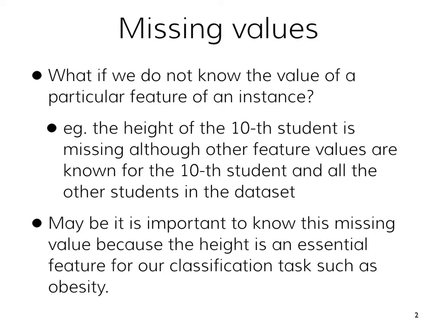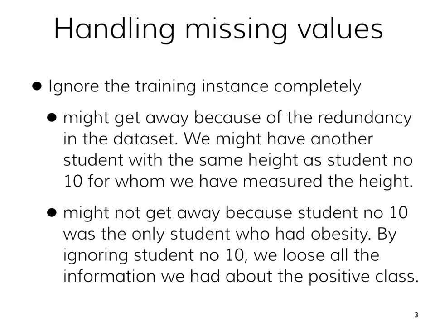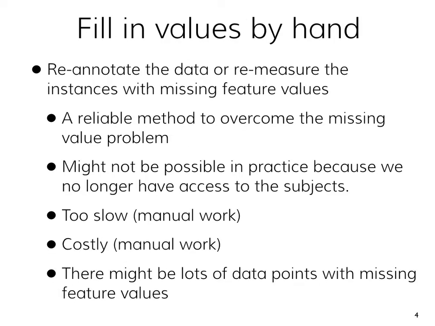So maybe you could ignore the missing values, but it might turn out that doing so is not the best strategy to go forward. So how can we handle missing values? We can ignore these instances, but if those ignored instances actually contain information about our target class, then we have no chance of learning how to classify an instance to that target class. We can fill the values by hand, we can measure these instances, but it's too slow and costly, it involves manual work, and it might not even be practically feasible if you don't have access to the original population that you used in the first place.